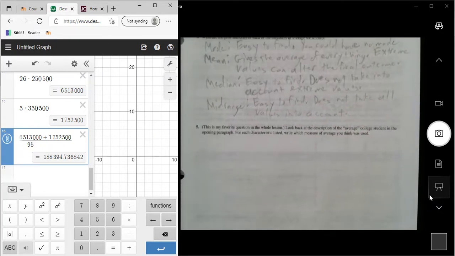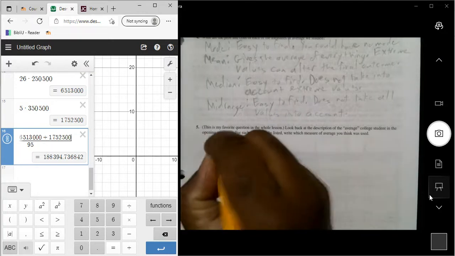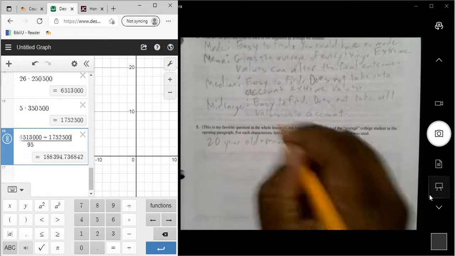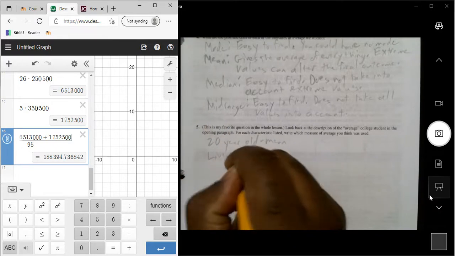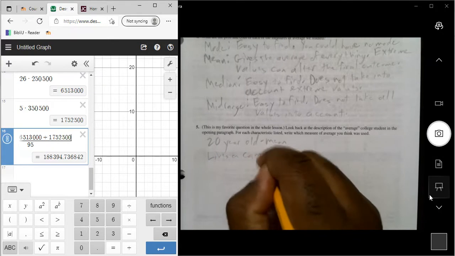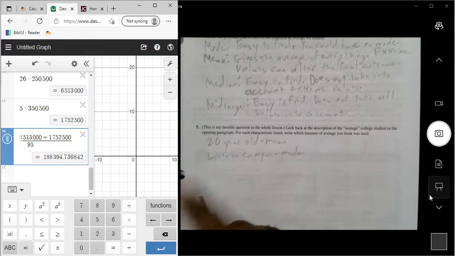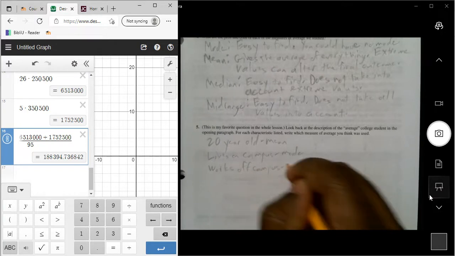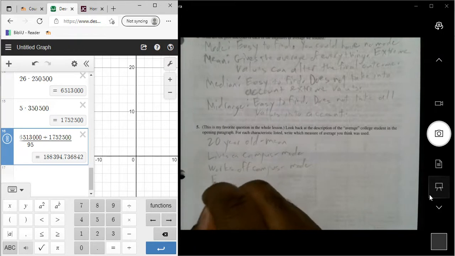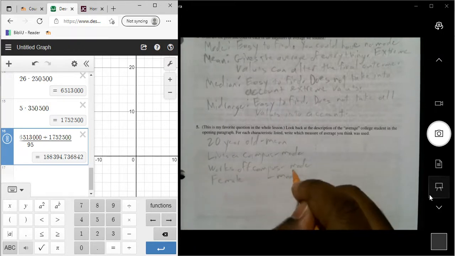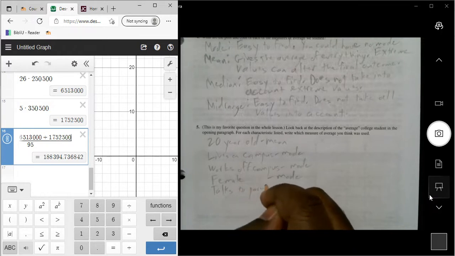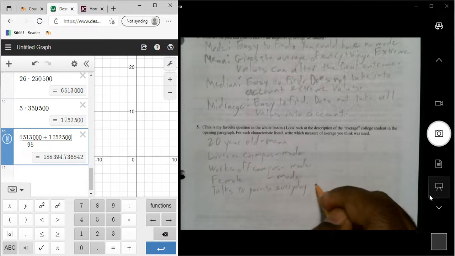Okay, now, number 5. Okay, so we want to go back to the beginning. Now, they told us that the average college student was 20 years old, and that would be our mean. They say lives on campus, which would be our mode, then works off campus would also be a mode type. Female would be mode. Talks to parents every day would be mode as well.